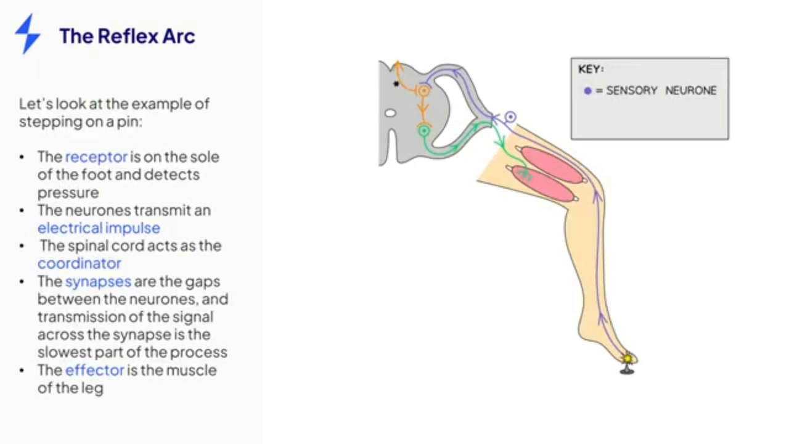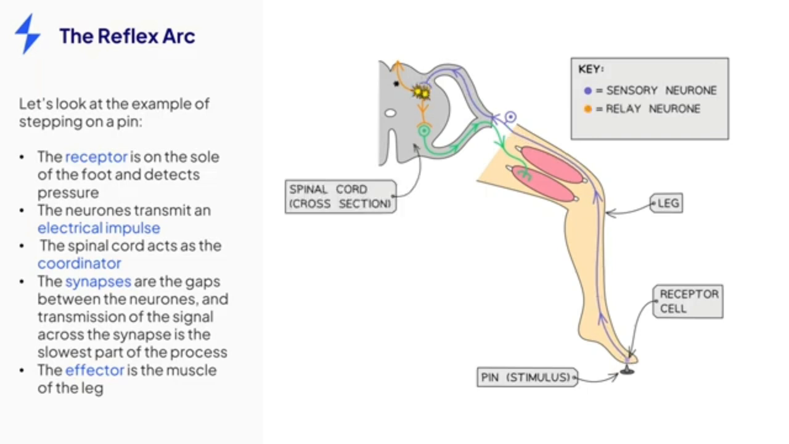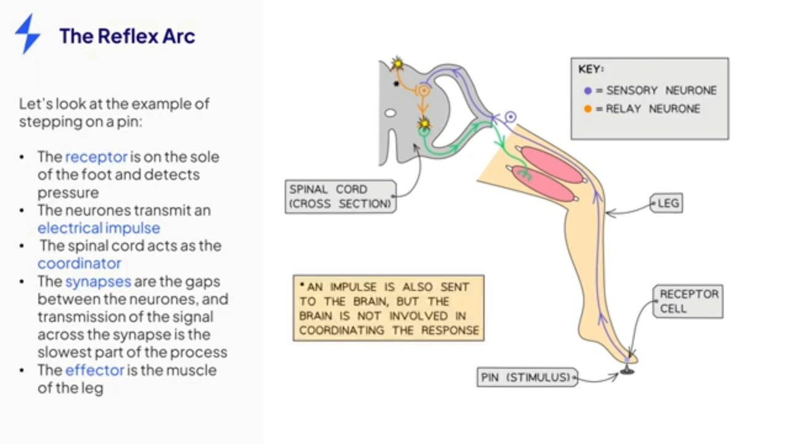Let's take an example of stepping on a sharp pin. The pressure from the pin is the stimulus and is detected by the receptors on the sole of the foot. This triggers the electrical nerve impulse to start and to travel up the leg along the sensory neuron. The sensory neuron sends the impulse to the spinal cord, which acts as the coordinator. The impulse passes across the synapse to a relay neuron in the central nervous system.